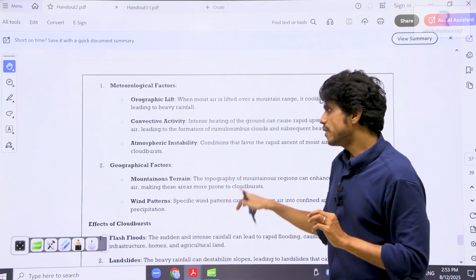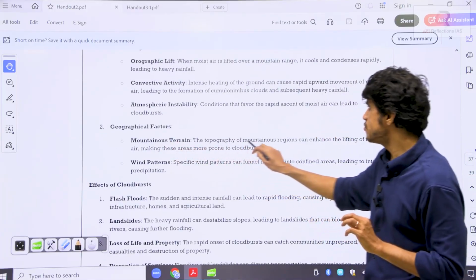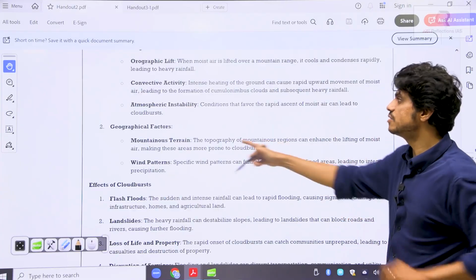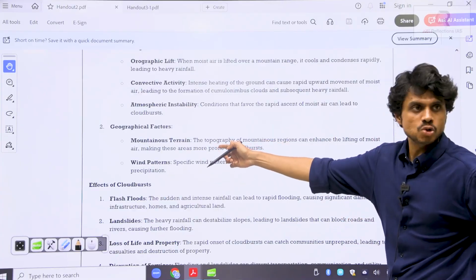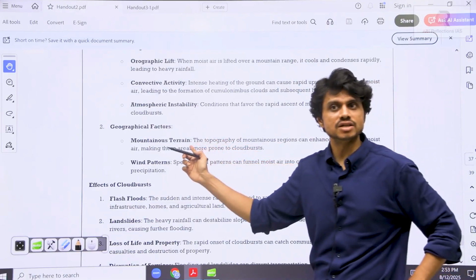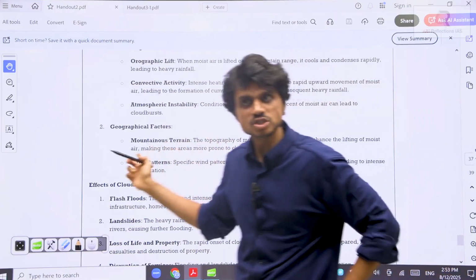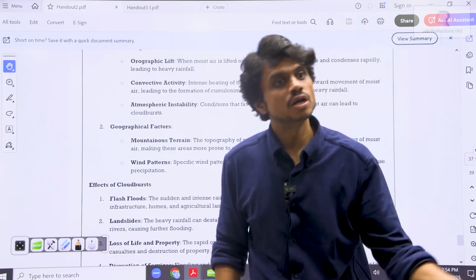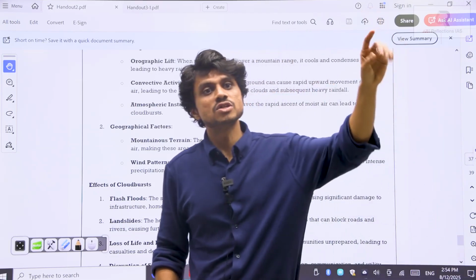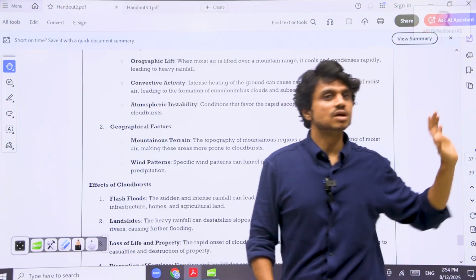So same thing. Okay, see here, mountainous terrain. The topography of the mountainous regions can enhance the lifting of the moist air. That's what I said. Now you understood why in the hilly areas you will get more cloudburst. So these sloping areas play a role in the lifting up of the updrafts without coming in contact with the downdrafts.